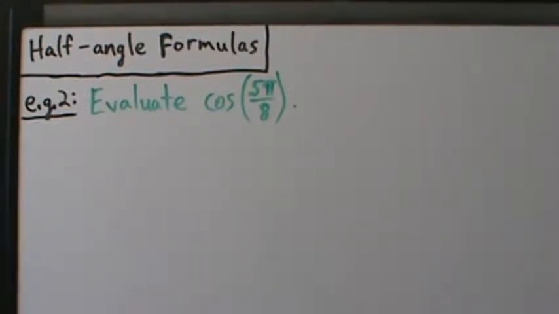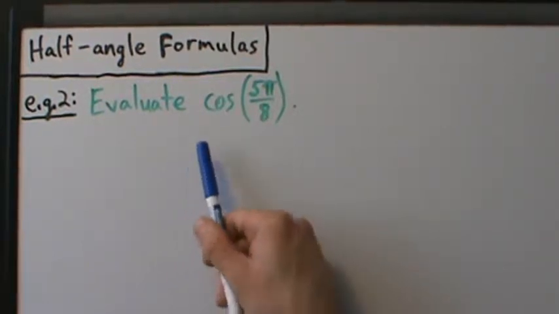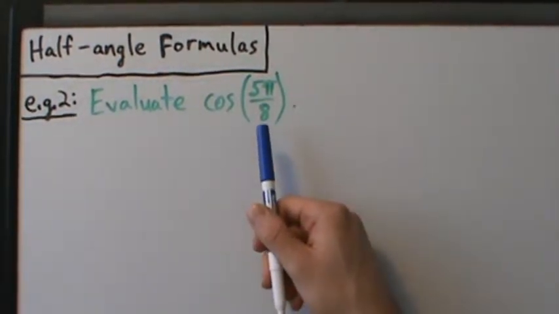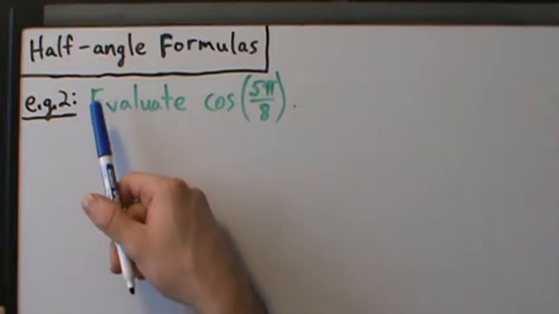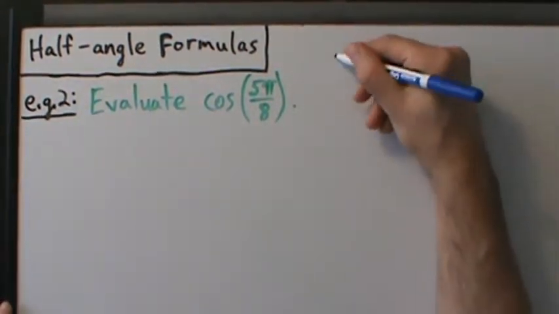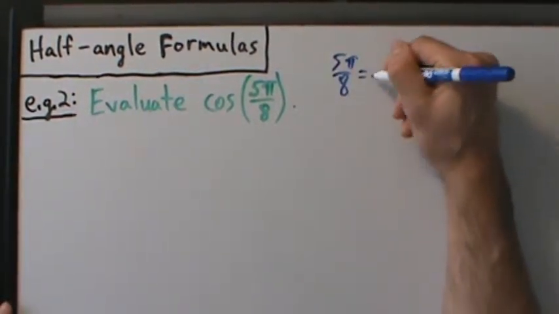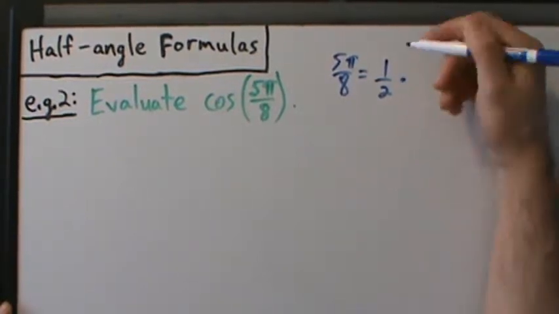Here's example 2 of using the half-angle formulas to evaluate trig expressions. So here we're going to evaluate the cosine of 5 pi over 8. Okay? So we're using half-angle formulas, so the idea is to say, okay, 5 pi over 8 is half of something, so it's half of what?